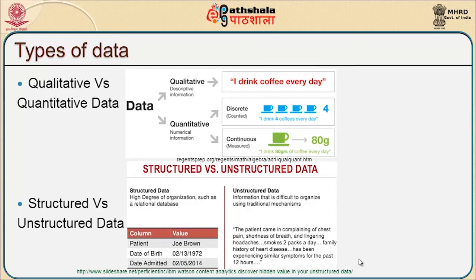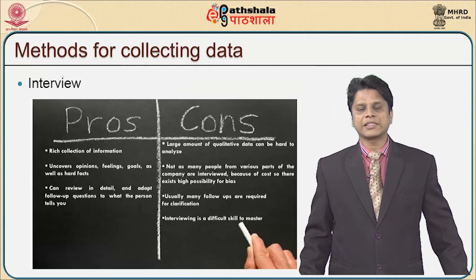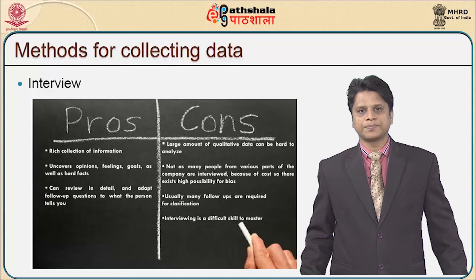Likewise, the same data can be projected in a structured or an unstructured format. Structured data provides us with a high degree of organization, such as relational databases. Relational databases project all of the data into a tabular or relation format, with column-wise and row-wise values, whereas unstructured data is information that is difficult to organize using a traditional mechanism, where we understand it in terms of paragraphs.